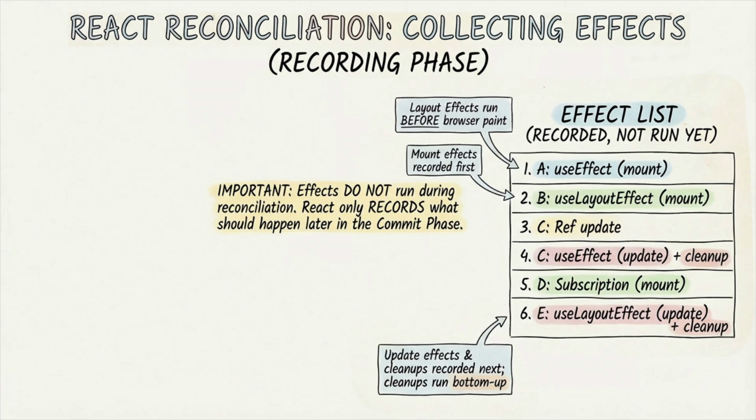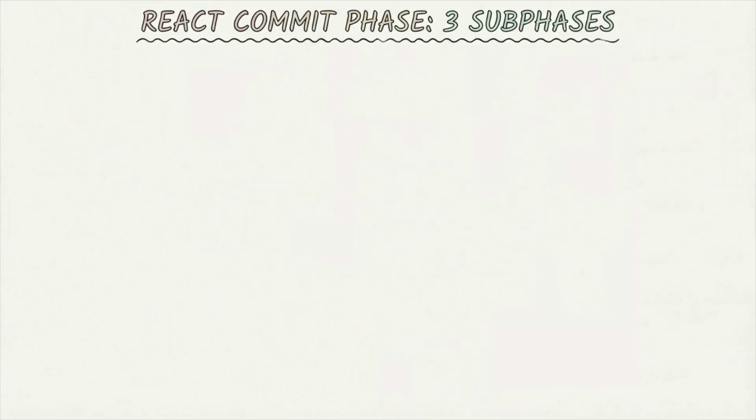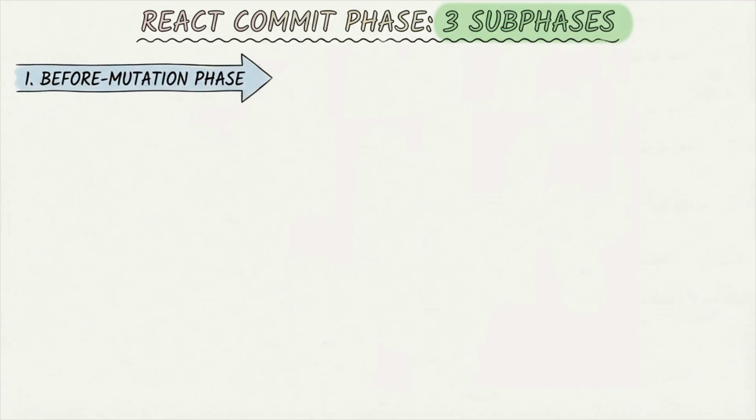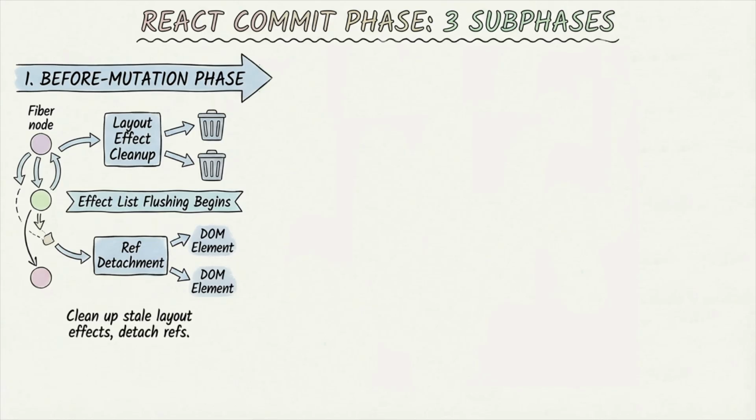Once the virtual tree is ready and all changes are known, React moves on to the commit phase. This is the phase where React updates the actual DOM. React performs changes in three steps. First, before mutation, React runs cleanup functions for layout effects. It prepares the DOM for incoming changes. Second, mutation.